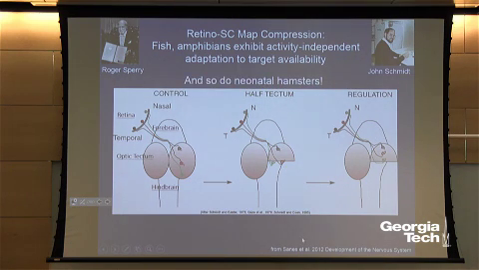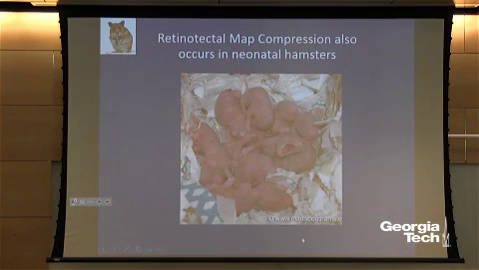But in fact, it also, and this was the discovery of my PhD advisor, Barbara Finlay, it also occurs in mammals if we do it early enough. And so we use neonatal hamsters because, as you can see, they're extremely immature at birth.